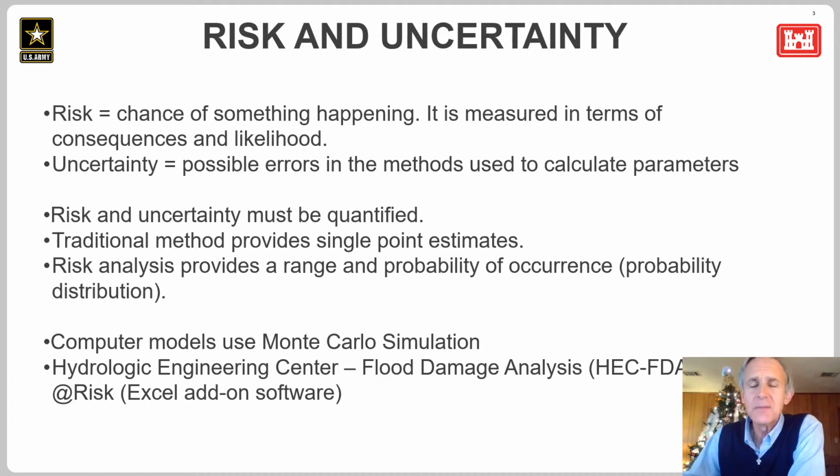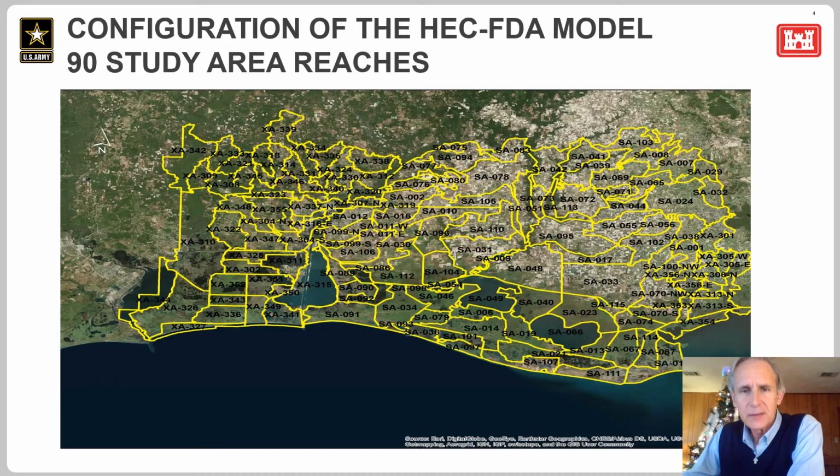So risk and uncertainty must be quantified under the current guidelines. In the traditional method, it was one number, a single point estimate. Risk analysis instead provides a range and a probability of occurrence, a probability distribution. So we have computer models that use Monte Carlo simulation, and we'll look at that later in the presentation. And specifically, the HEC-FDA model incorporates Monte Carlo simulation in calculating damages and benefits.